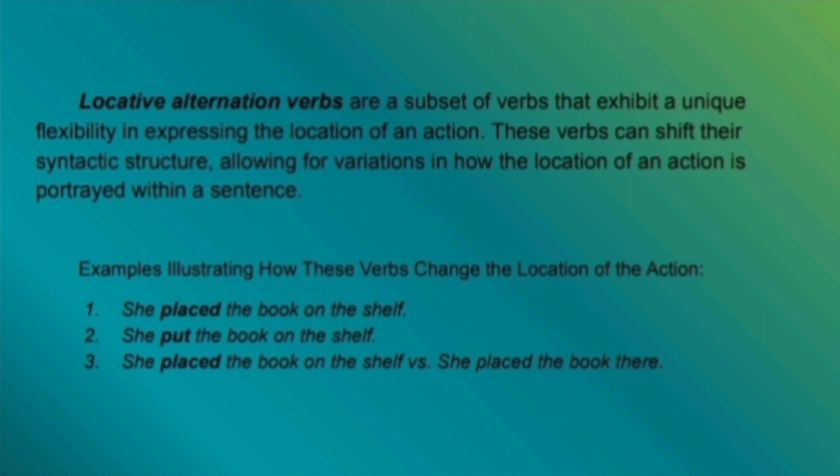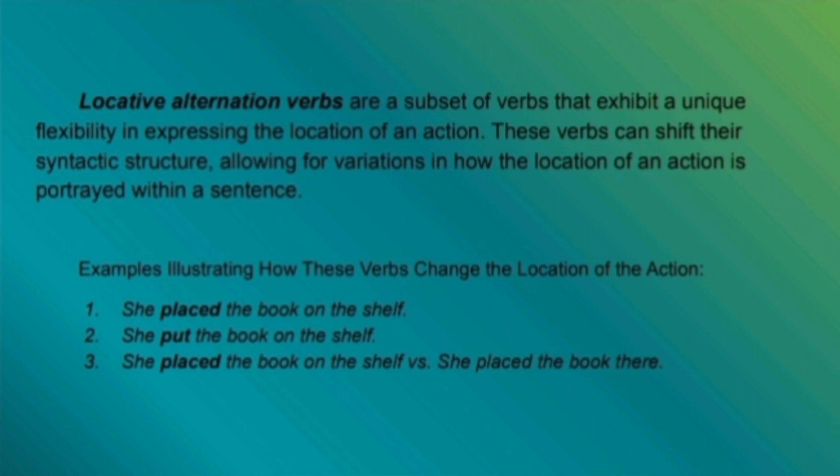So the first sentence example: she placed the book on the shelf. In this example, the locative alternation verb placed indicates a static action with the book at rest on the shelf. And for the second sentence: she put the book on the shelf. Here, the same action is expressed using a different locative alternation verb, put, maintaining the focus on the book's placement, but with a subtle shift in linguistic structure.